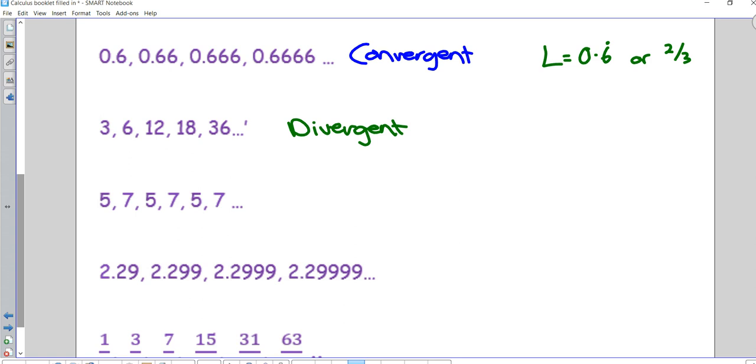It's just a pattern. It's not approaching a fixed value at all. It's just alternating between 5 and 7. So it's not one of those special ones. It's just a regular sequence. Divergent. It's not approaching a fixed value.